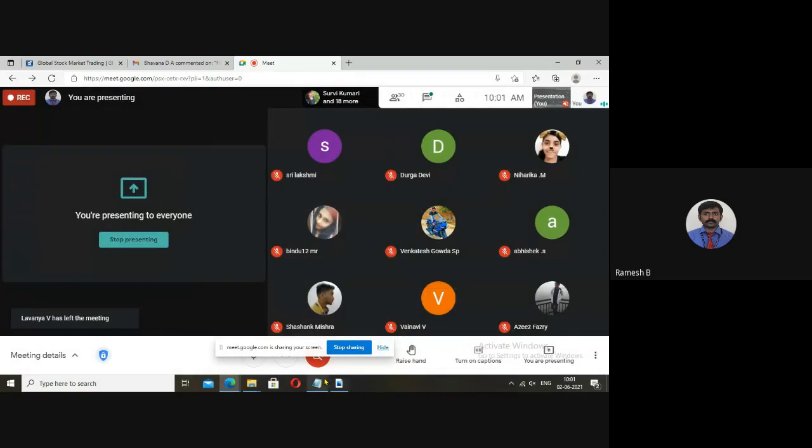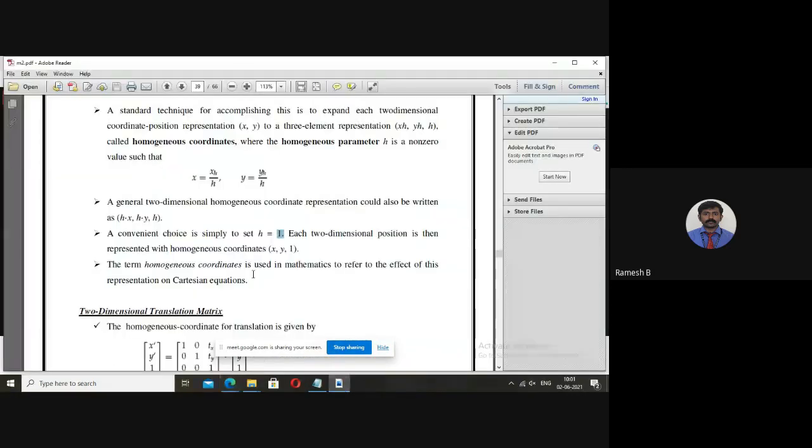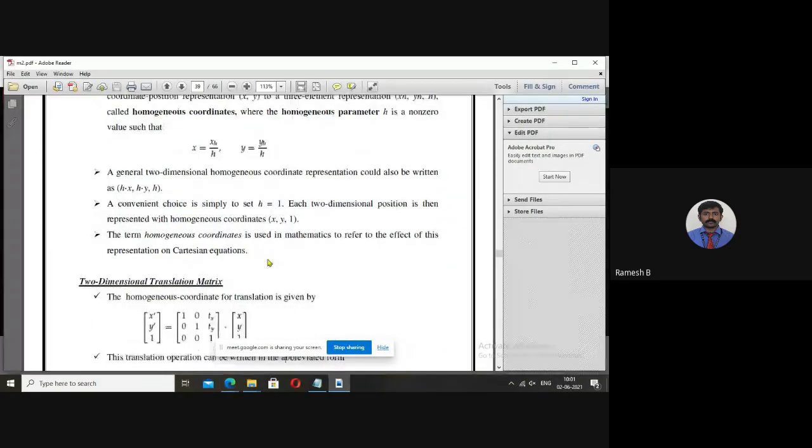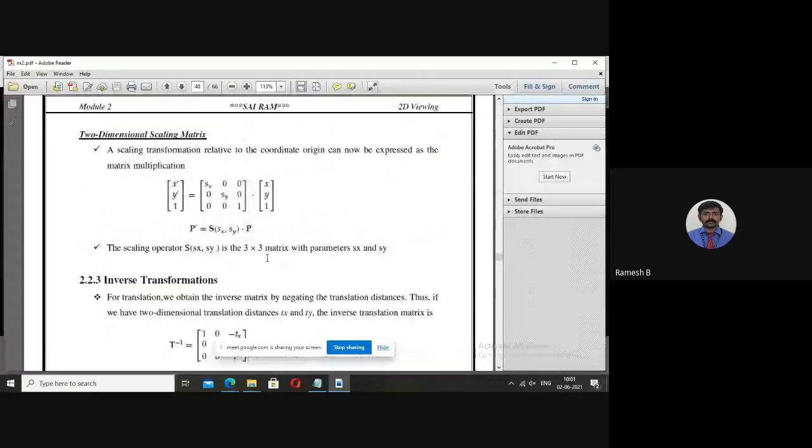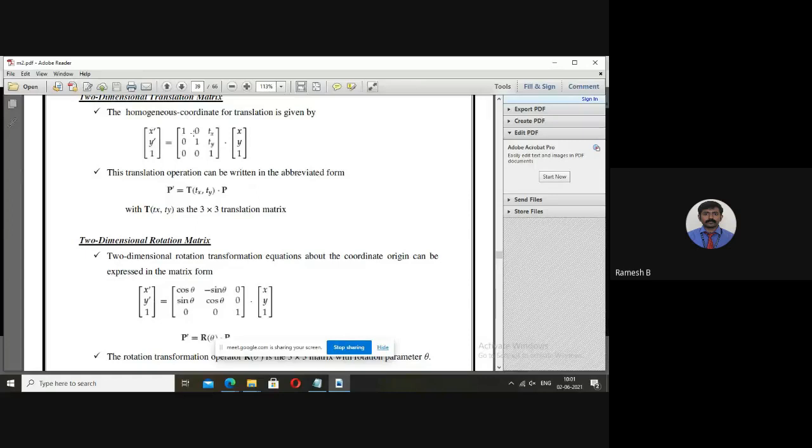Now you can see in this example, the first matrix, the translation matrix, is of size 3 into 3. Similarly, the coordinate matrix is of size 3 into 1, which makes the multiplication easier.